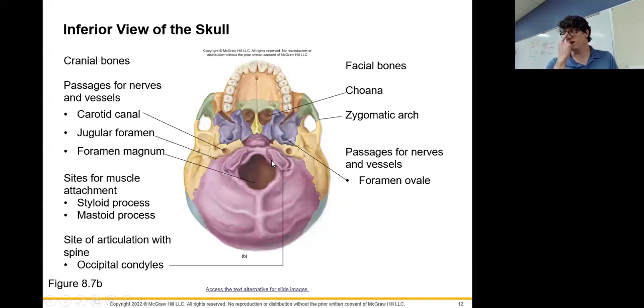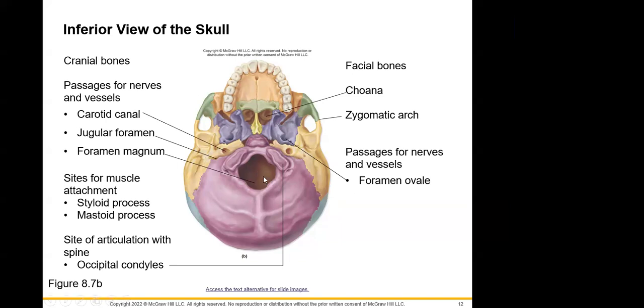Your external acoustic meatus. Now, when we flip it over and we do an inferior view of the skull, we can now see some fun bits and bobs down here too. So we once again form the base of the skull using our occipital bone, and we have a large hole running through. Anyone want to guess what's going to be found right here? What's going to run through this? Your spinal cord. Exactly. Your spinal cord is going to go through here.